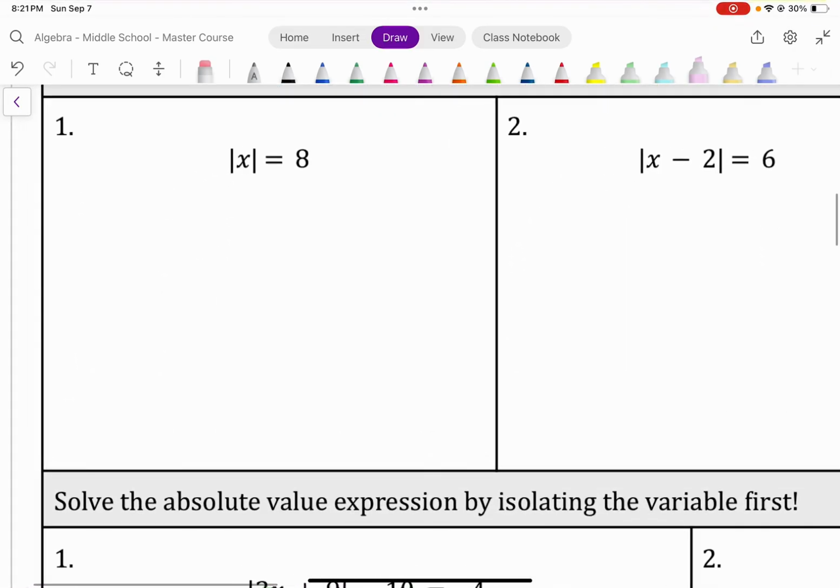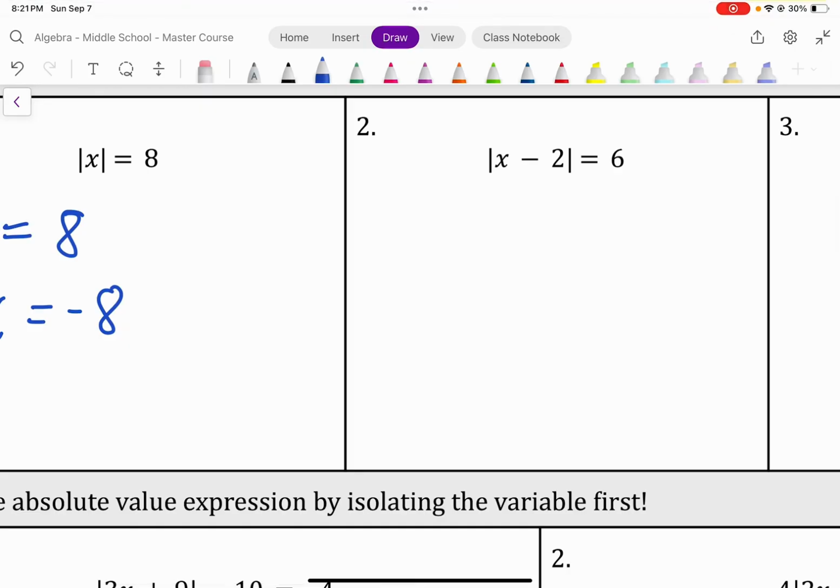Okay, so our very first one should be an easy question. This is just what number makes this equation true? So what number has an absolute value of 8? And that has two answers, x equals 8 and x equals negative 8.